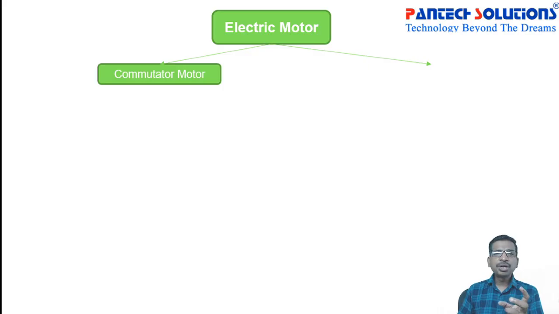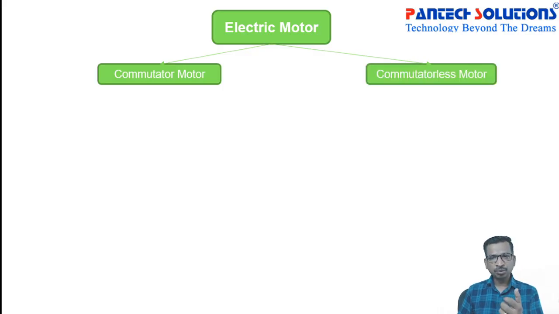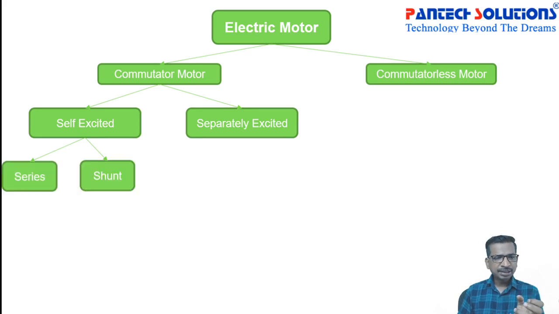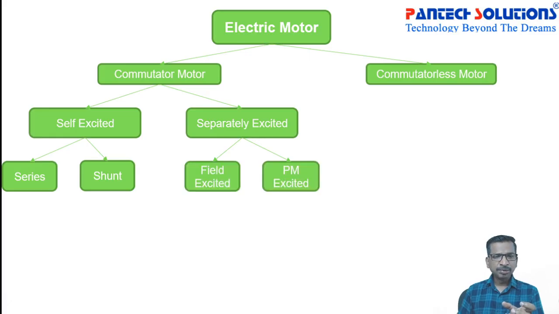So what are the types of electric motors? Generally, we can classify them into two types: the commutator motor and the commutator-less motor. In the commutator motor, again there are two types: self-excited and separately excited. In the self-excited, there are the series motor and the shunt motor. Similarly, in the separately excited, there are field excited, and then permanent magnet or compound motors.